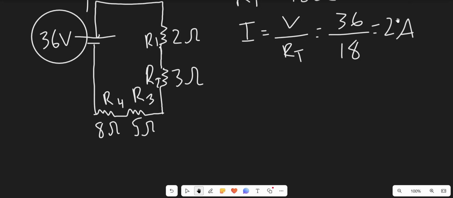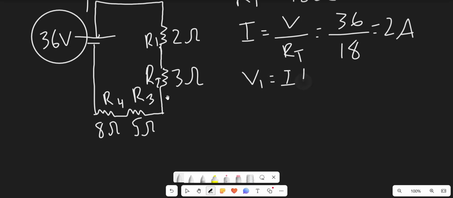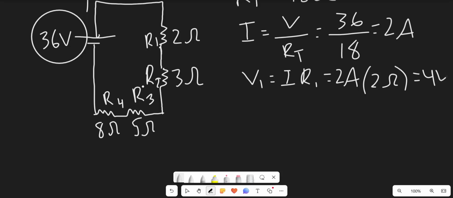So we're just going to take this 2 amps and treat it like a factor being multiplied by the individual resistance value. So let's start by finding the voltage drop across R1. So V1 is equal to IR1, and plugging in what we have, it's going to be 2 amps times the value of R1, which is 2 ohms. So that's going to be 4 volts. So there's our voltage drop for R1.